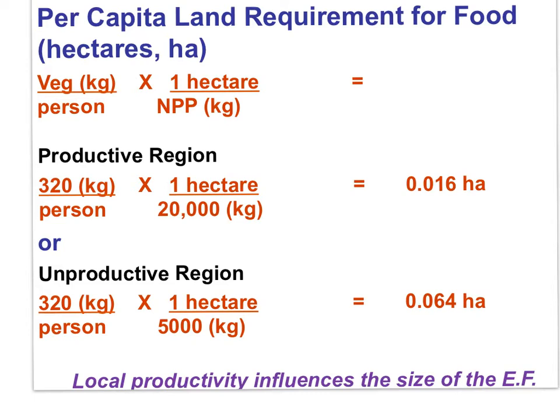Now this value appears small, but this is an area that's twice the size of your classroom, just for vegetable food. Now if a person consumes 320 kilograms of vegetables, but lives in a desert region, an unproductive region, the footprint for food increases. Now this should make sense, because if NPP as a denominator value is small, see the difference here, then the division results in a larger area footprint.